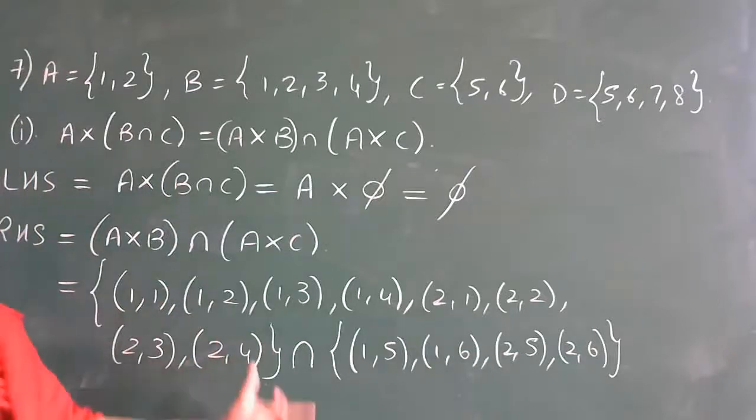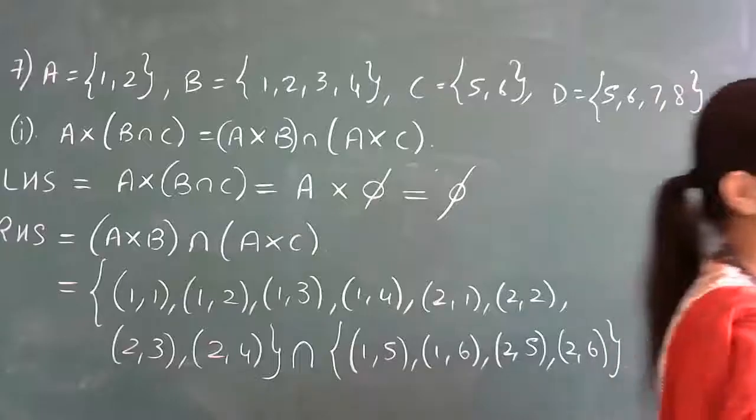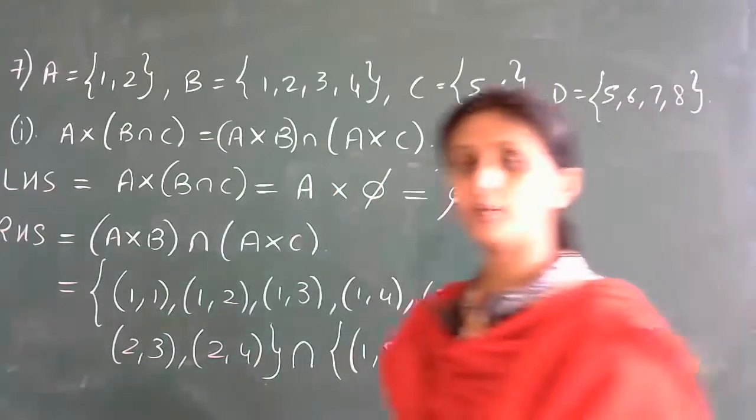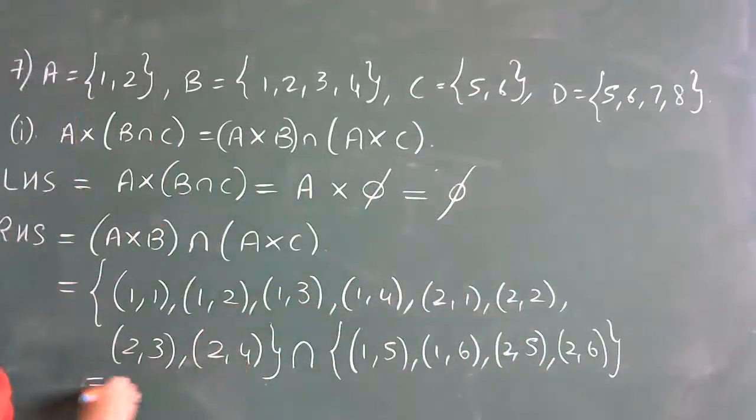What is their intersection, students? Means what is common in both these sets? Do you see any common element in both these sets? Very good, Mohammed. We don't have any element common in both these sets. So their intersection will be equal to the null set.